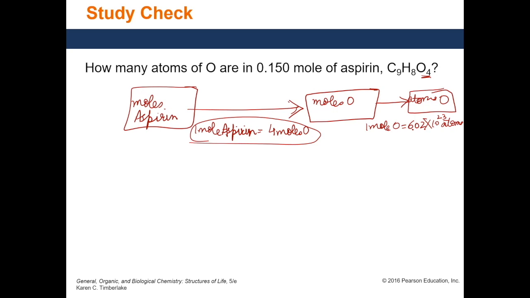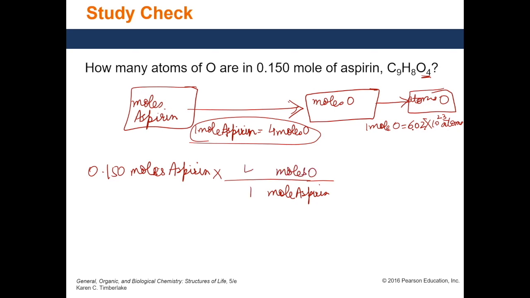So we'll start with what's given, which is 0.150 moles of aspirin. To cancel moles, I divide by mole of aspirin and multiply by mole of oxygen. 1 mole of aspirin is 4 mole of oxygen, like we see here. Now my answer is in moles of oxygen. So I have reached this spot right here.